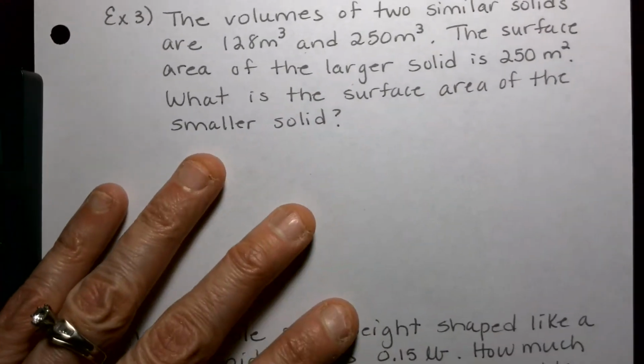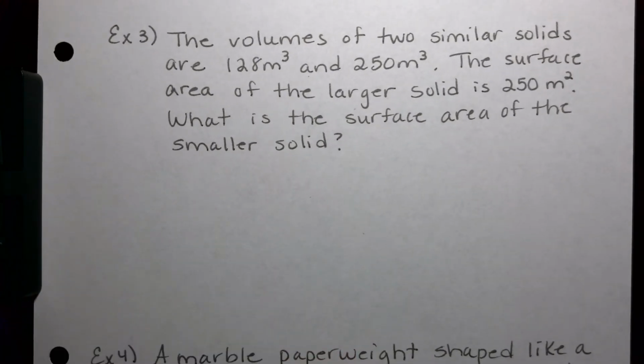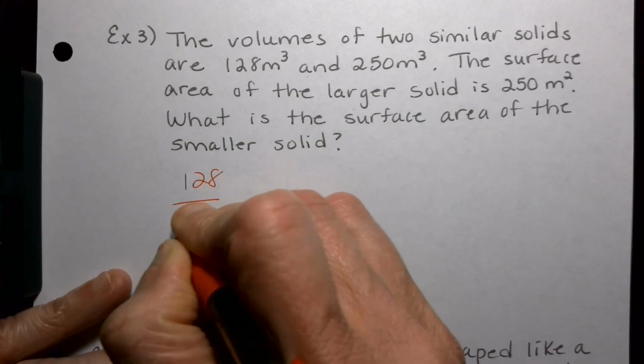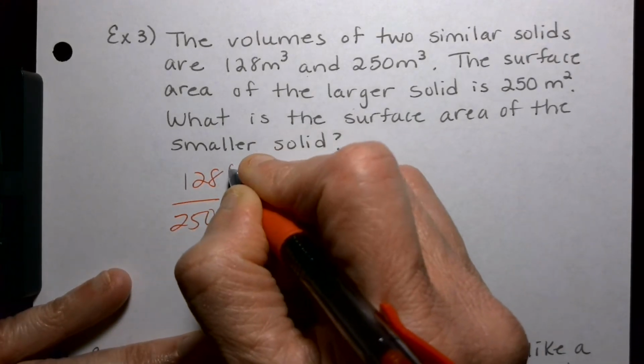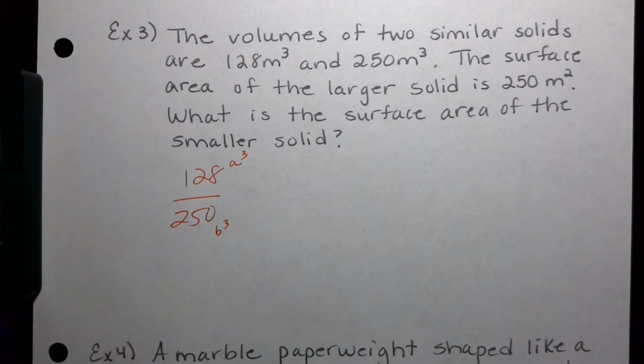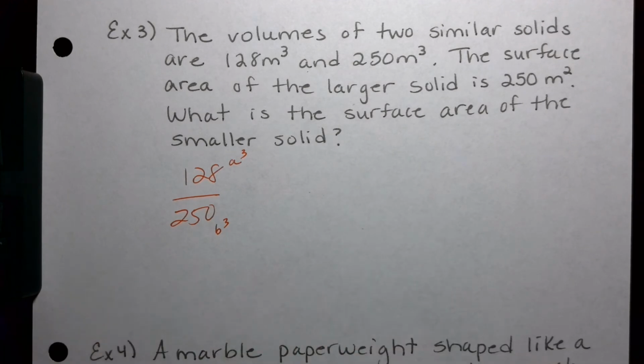All right, 2 more problems. We are all set for the week. All right, the volumes of two similar solids are 120 and 250. Okay, again, I'm going to put them in here and just remind myself, this is volume. So we're talking A cubed and B cubed. That's what we've got going there. And it says the surface area of the larger solid is 250. Okay, so what is the surface area of the smaller one?